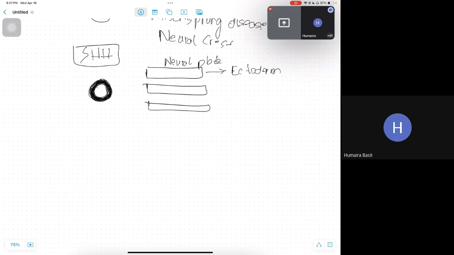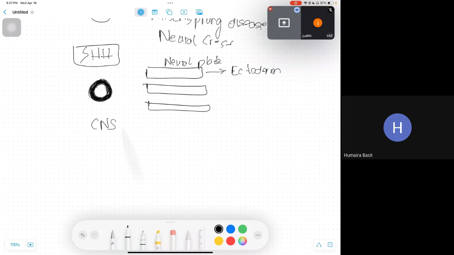The brain and the spinal cord, the CNS. Yes, brain and spinal cord. Really good. So this neural tube will become the CNS and PNS.